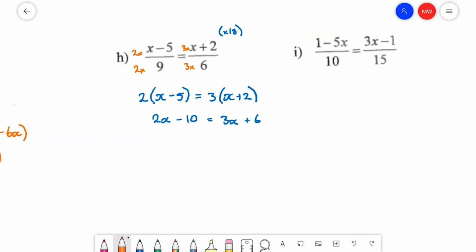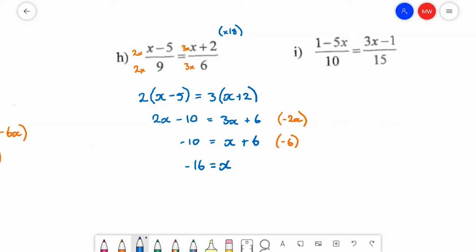Alright, let's shuffle these around. Let's make a smart choice on this one. Let's keep all our x's positive. So we will take 2 x's from both sides, and what we'll end up with is minus 10 being equal to x plus 6. Now we'll take 6 from both sides and we'll find that minus 16 is equal to x, and that one's finished.